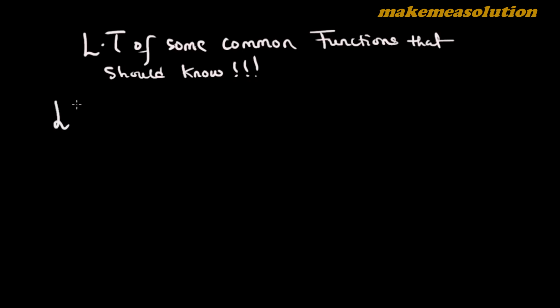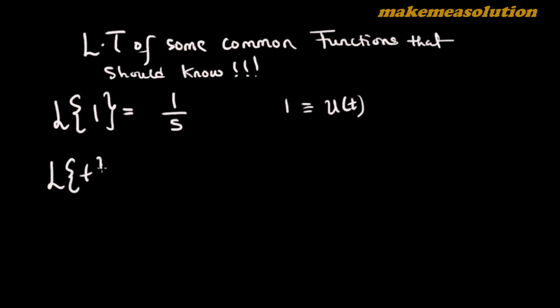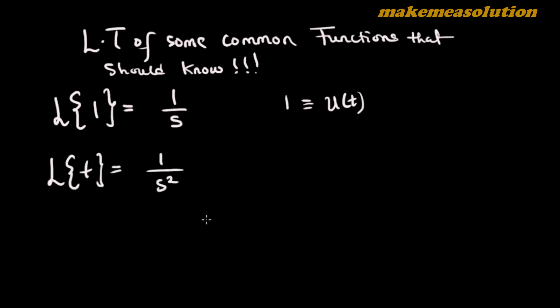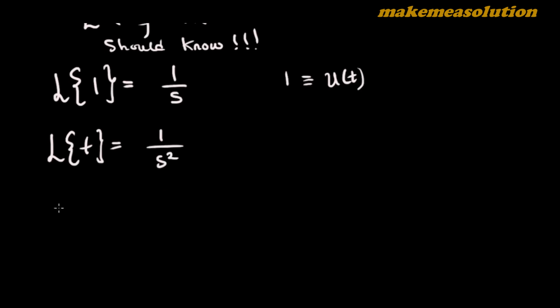Now, the Laplace transform of 1 is 1 over s. Okay, and 1 is actually corresponding to the unit step function. So the Laplace transform of 1 is 1 over s, or the Laplace transform of u of t is 1 over s. The Laplace transform of t is actually 1 over s squared. Okay, so take note of this. The Laplace transform of t is 1 over s squared.